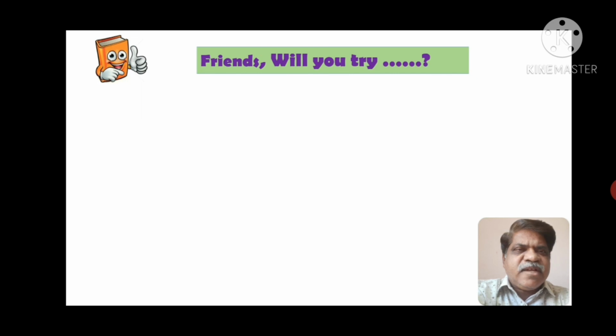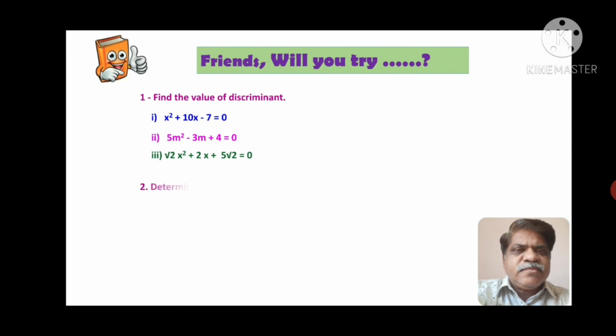Friends, will you try this? Find the value of the discriminant. Number 1, x square plus 10x minus 7 is equal to 0. 5m square minus 3m plus 4 is equal to 0. Root 2x square plus 2x plus 5 root 2 is equal to 0.